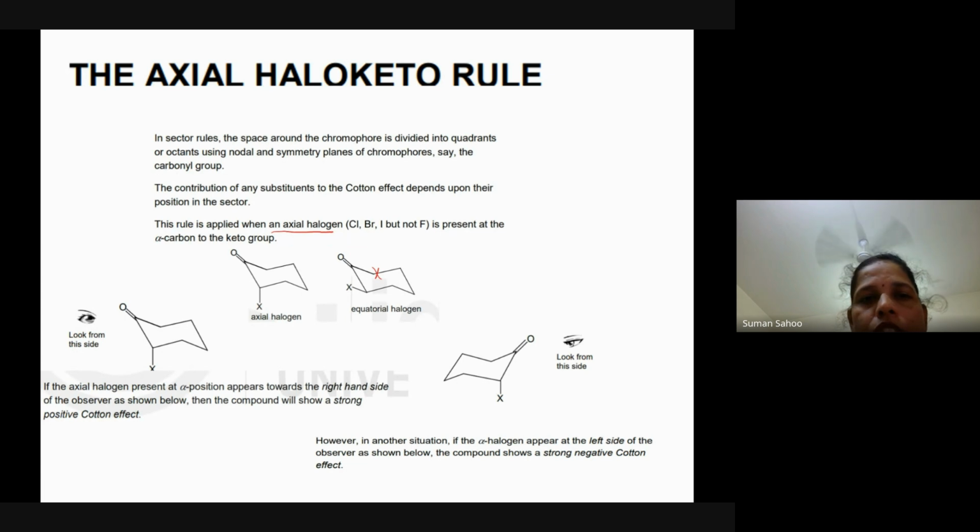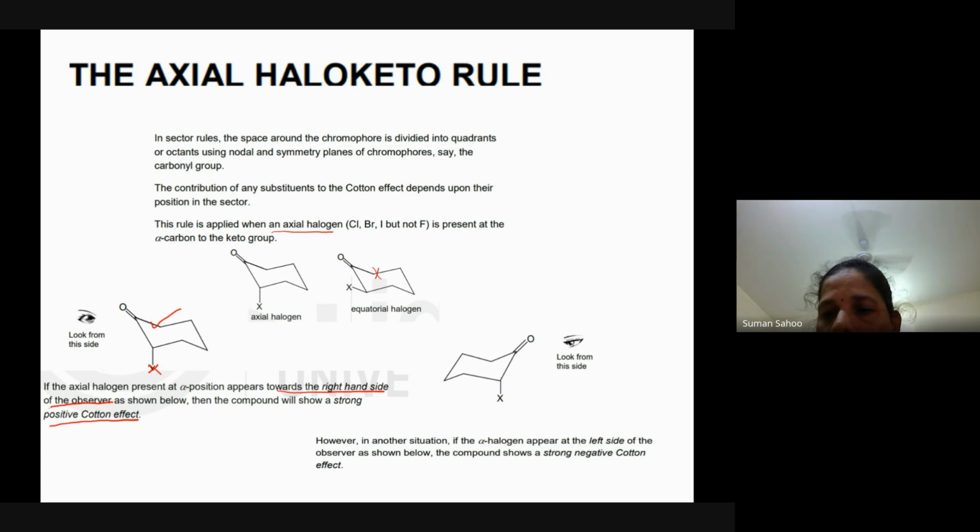So the axial haloketone rule says that if the axial halogen at the alpha position appears on the right-hand side of the observer, then the compound will show a strong positive Cotton effect. Suppose this is your observer, you are seeing from this side, and the axial halogen group is just to the right of the observer, then that would show a positive Cotton effect, or vice versa. If you take the ORD of this compound and see a positive Cotton effect, then you can say that this is your confirmed configuration.